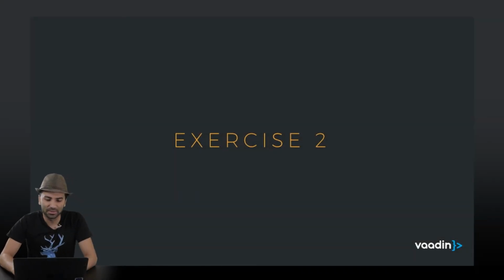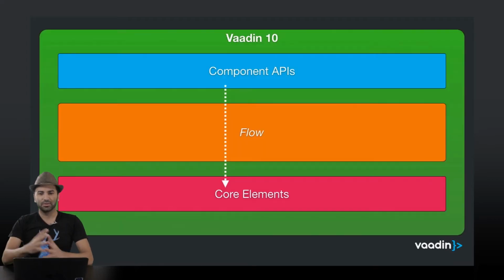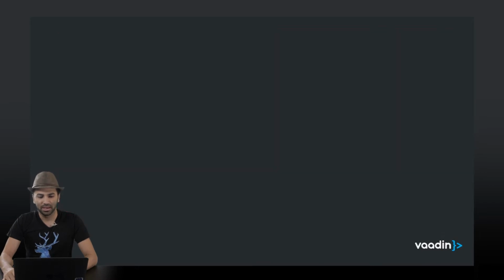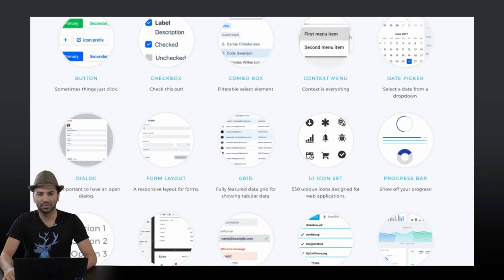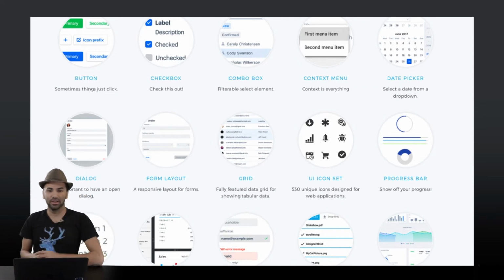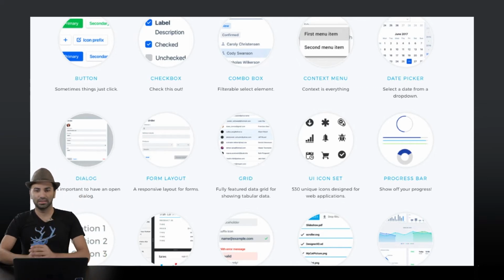So now after exercise 2, we got an idea about how to create a custom component. Now let's go back to our platform. So we talked about components APIs. Now let's take a little bit focus on the core elements. If you go to our directory, you will find that we have a bunch of web components or standard web components elements that are available, and you can just test them and see how they work.